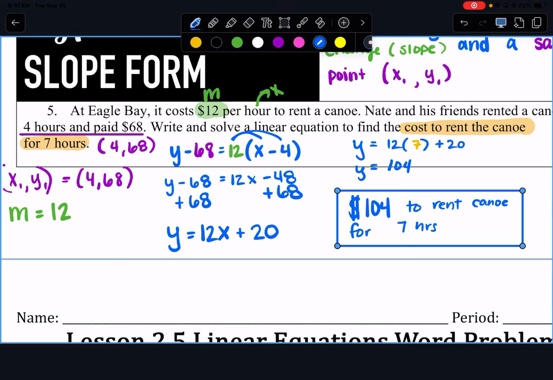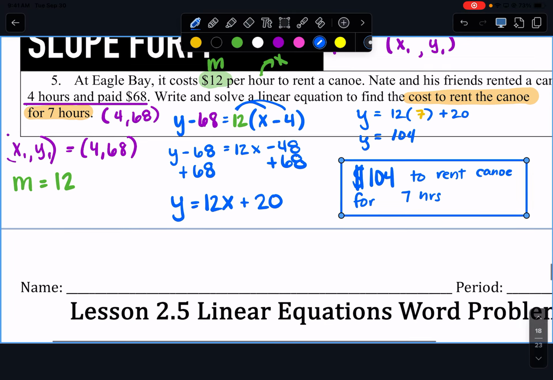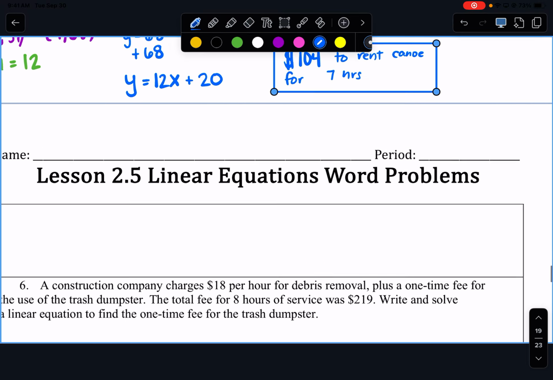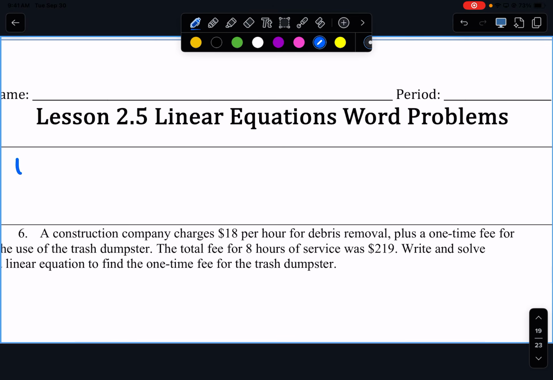And we are good to look at the back. Okay, if you want to put in your point slope form right here at the top, just to help you remember it, y minus y1 equals m times x minus x1. Wouldn't be a terrible idea. We need to make sure we remember that formula. And let's go ahead and look at 6.